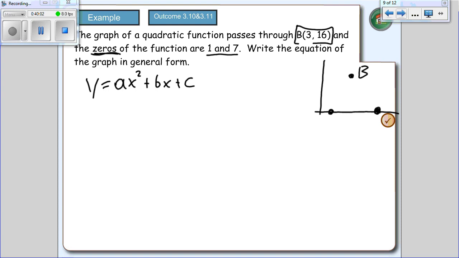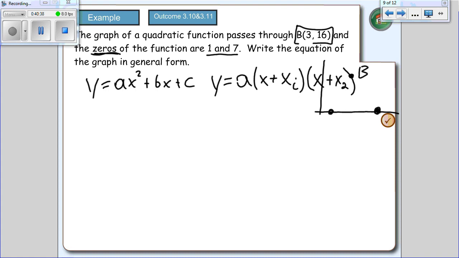If you have your x-intercepts, you need to go into factored form, which looks like this. We've always just said it's a times something times something. That's the cool little factored form for it. What matters is we needed it in factored form.